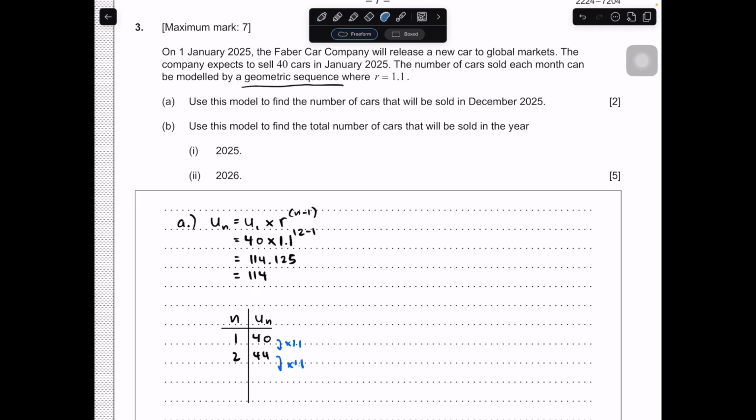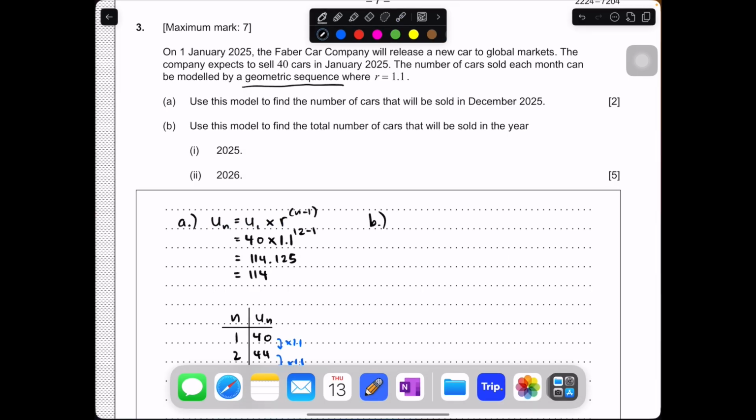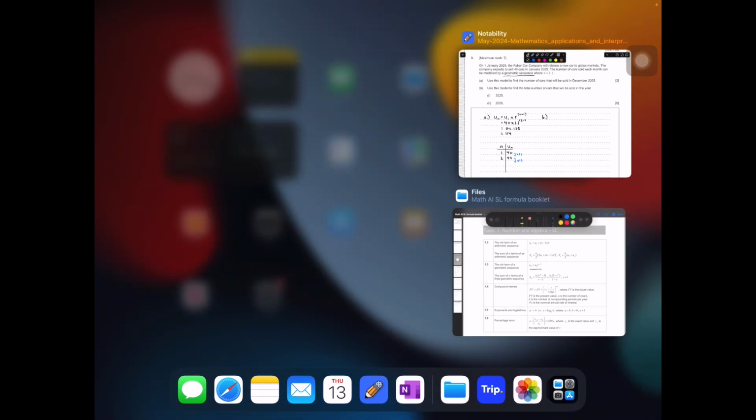Let's go on to part B. Use this model to find the total number of cars that will be sold in the year 2025 and the total number of cars that will be sold in year 2026. So two questions here, 5 marks. Let's write this out. Just like we have a formula for the arithmetic sequence, we have a formula for a geometric sequence. Let's go to the formula booklet and check it out.